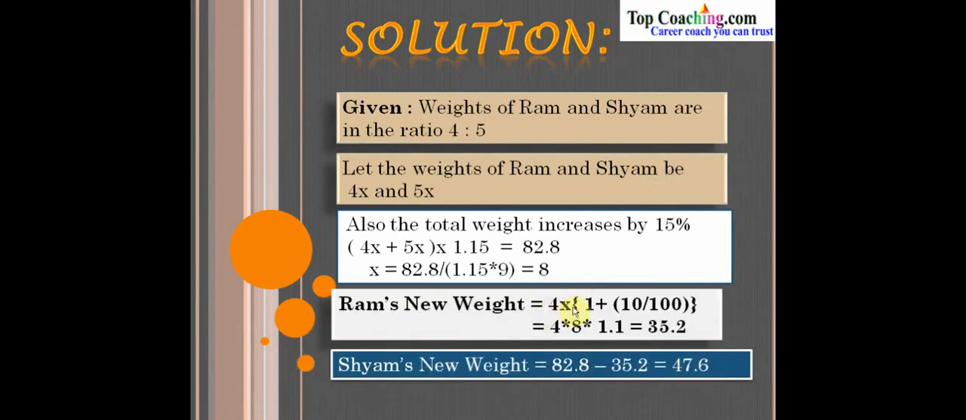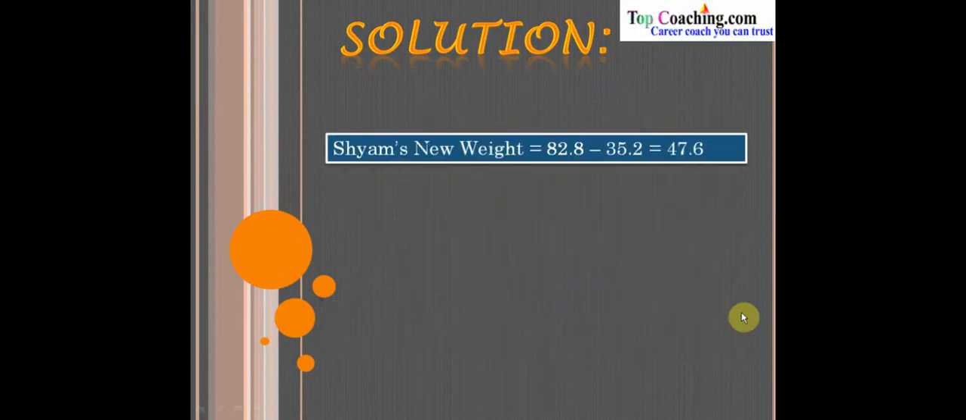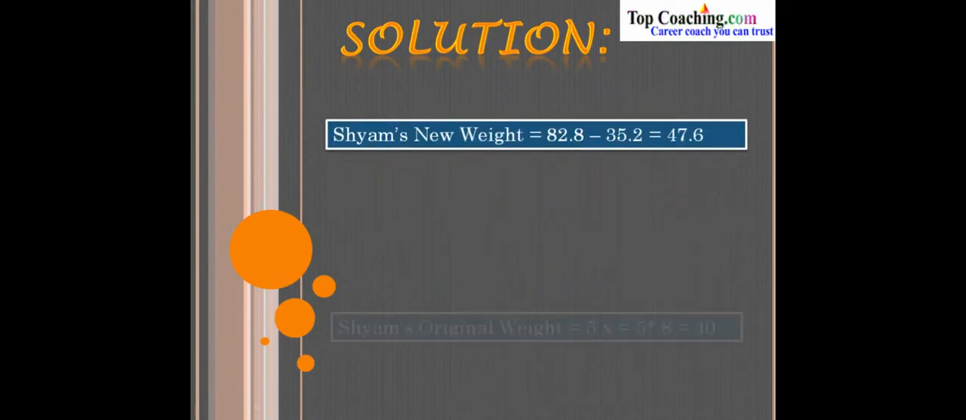So Ram's new weight would be 4x into (1 plus 10 by 100) because the weight of Ram has increased by 10%. This gives 4 into 8 into 1.1, which is equal to 35.2. So Ram's new weight would be 35.2. Now Shyam's new weight would be 82.8 minus 35.2, because Ram's new weight and Shyam's new weight add up to 82.8. If we subtract this quantity from 82.8, we get Shyam's new weight, which is equal to 47.6.